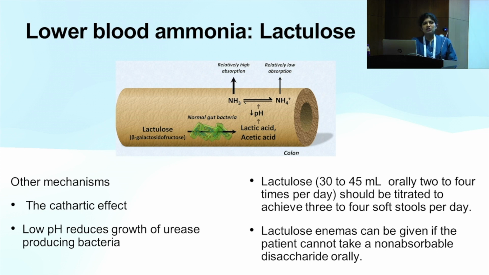So dose, what we need to do is initially, till the patient starts opening bowel, we might have to give lactulose, say 30 ml every second hourly. Then you adjust it so that you achieve a target of 3 to 4 bowel motions per day. In patients who cannot take oral lactulose, we can give lactulose enemas.